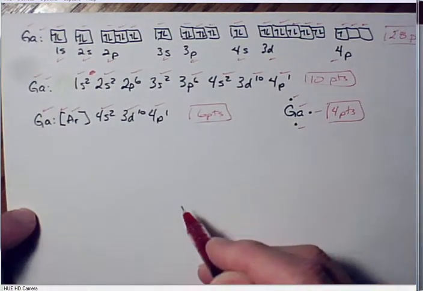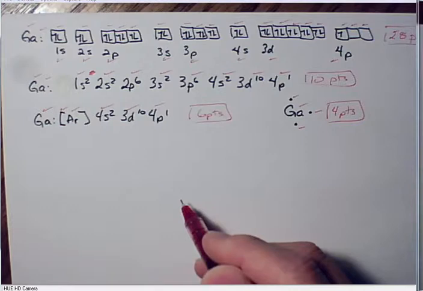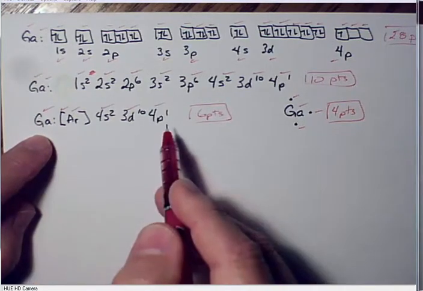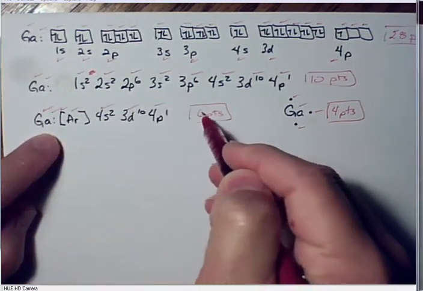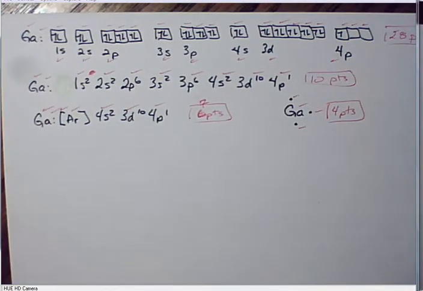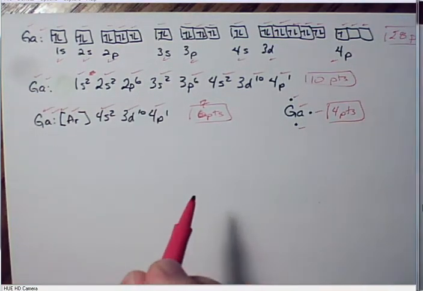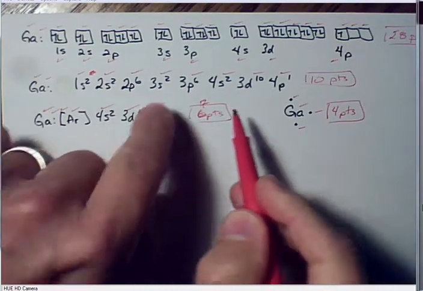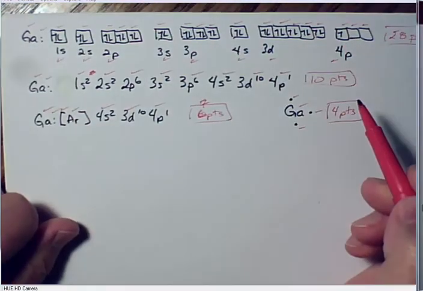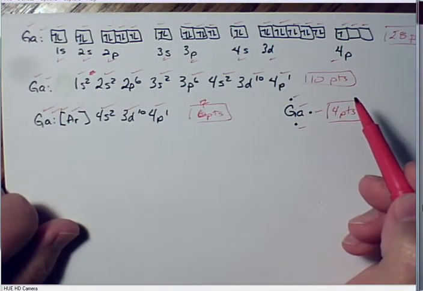You know what? You're right. There is a point for the colon. 7 points. Okay? What's your question? 1, 2, 3. That's how I got the 3 dots. All the electrons in the highest primary energy level.